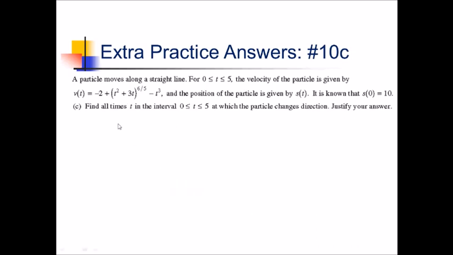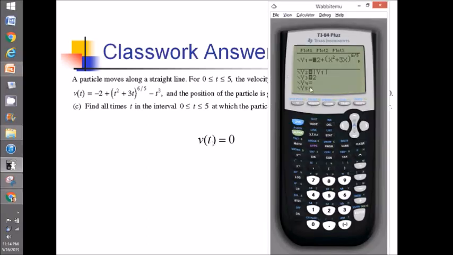For this next part, we want to find all times in the interval from 0 to 5 at which the particle changes direction. So changing direction means we have to change the sign of velocity, which means we need to figure out where this velocity function equals 0. So let's go ahead and figure that out now. Go to the grapher. On a previous problem, I had put the velocity already in y1, and I had speed in y2 and 2 in y3. I'm going to deselect those, and now I'm going to select my y1 so I can graph my velocity here.